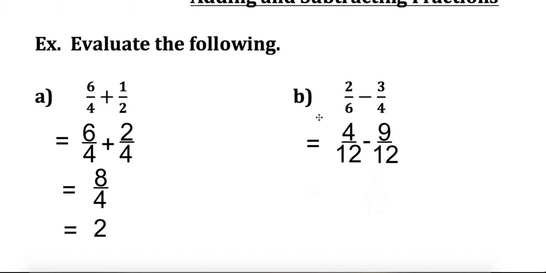Here we've got a question that's a little bit different. It's different than what we've seen before, but it works the same. 4 subtract 9 becomes negative 5 over 12.